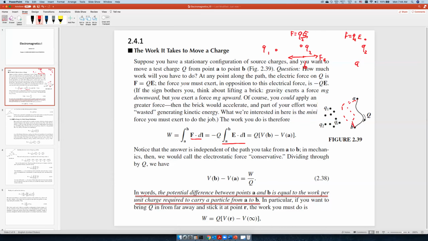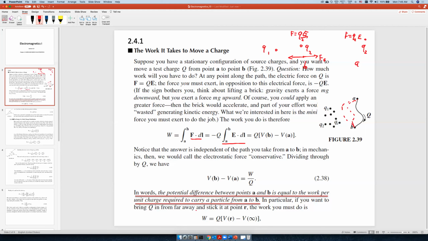Okay. So in words, the potential difference between points A and B is equal to the work per unit charge required to carry a particle from A to B. Because the work equals Q times the difference of potential at B and A, the potential difference between B and A equals the work over Q. So you get this statement.